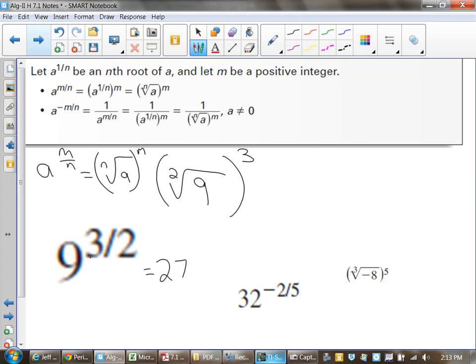N and M. The nth root, do that first, and then raise it to whatever the m power is. Okay? On the calculator, we end on 27.